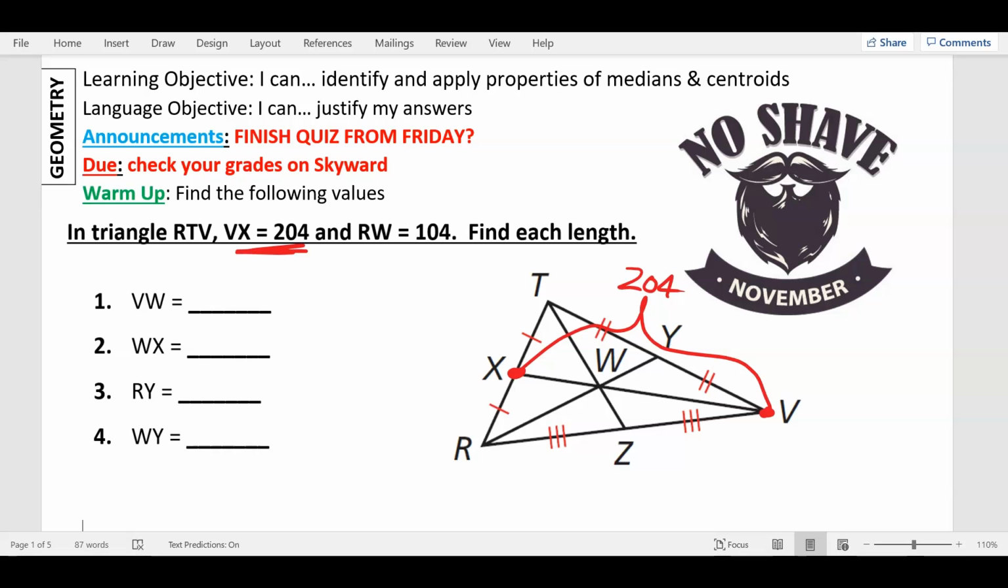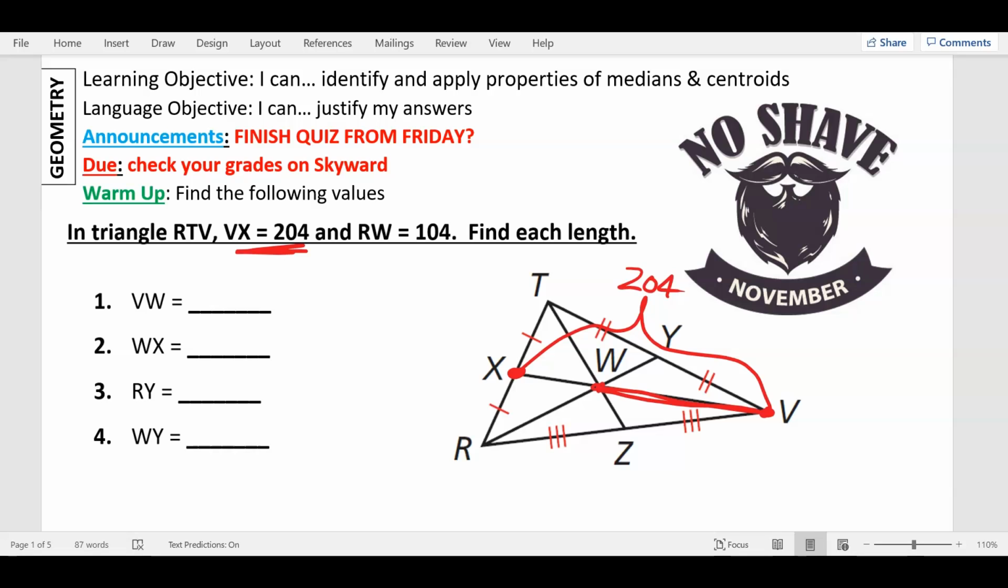We're looking for VW, from V to W. My question is, is that the big part, the small part, or the whole thing? What is VW? It is the big part. Okay, it's bigger than XW. It's not the whole thing. So here's the question. Let's see what y'all remember from yesterday. What fraction is the big part of the whole thing? 2 over 3, 2/3. Now, we went over that yesterday.